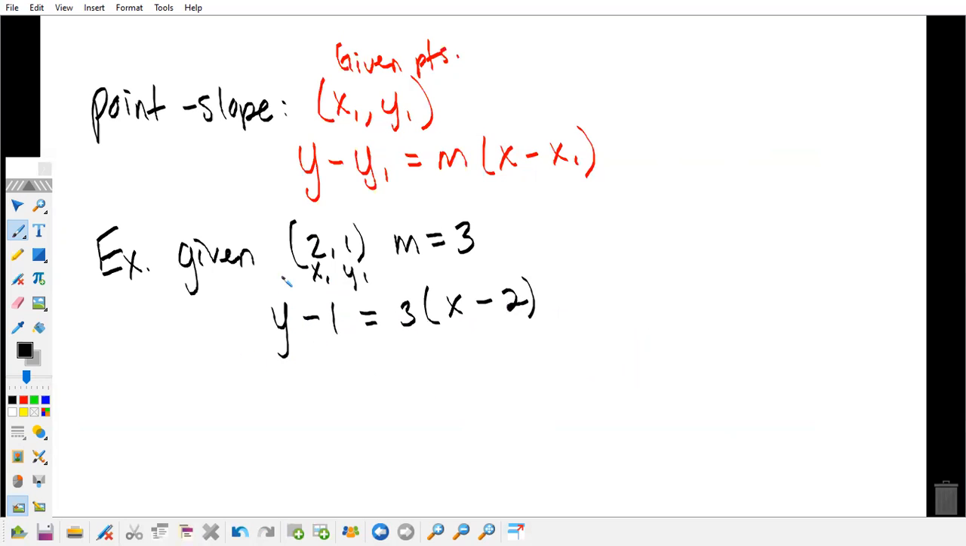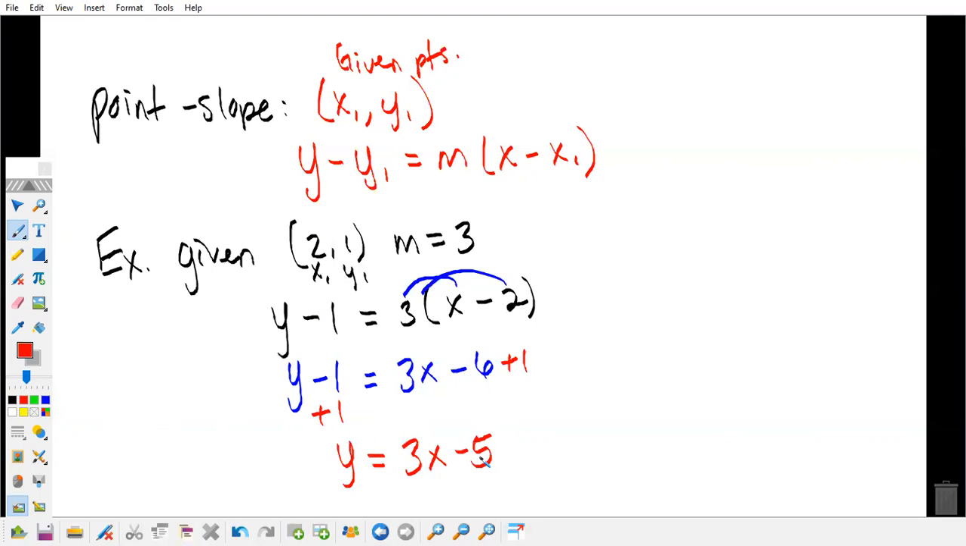And then all you got to do is simplify to get y by itself. So the first thing I'm going to do is distribute. So I have y minus 1 equals 3x minus 6. The second thing I need to do is what? Add 1. So what I do to one side, I do to the other. And we get y equals 3x minus 5. And that's the equation of the line. How do we feel about point slope and using point slope? Cool? Can I keep going?